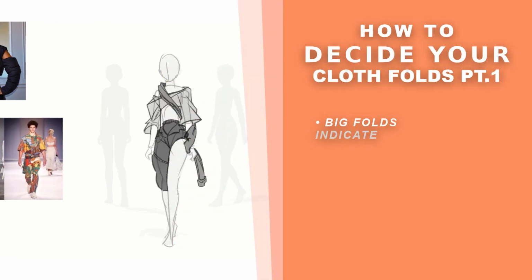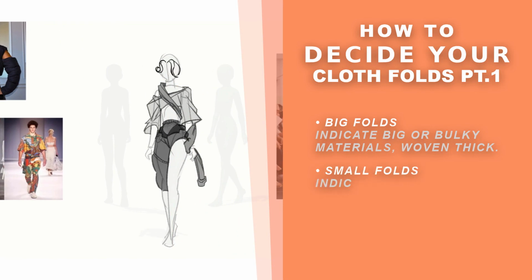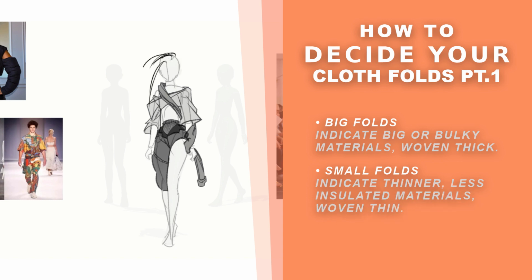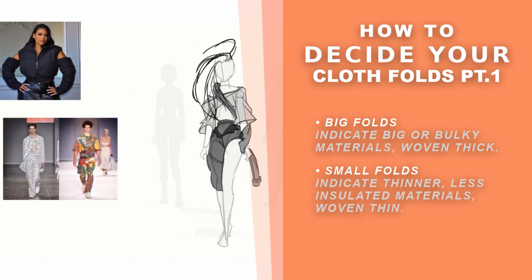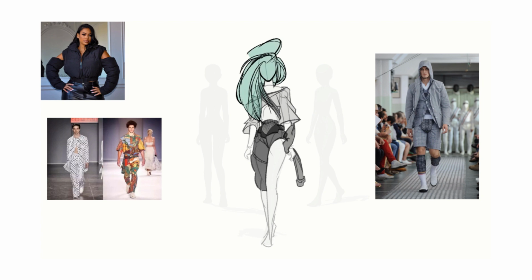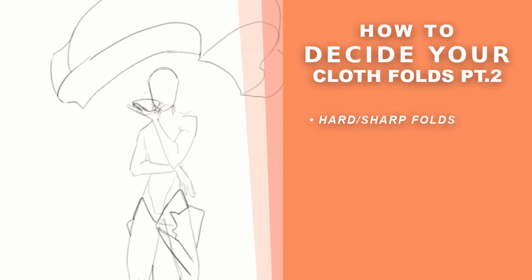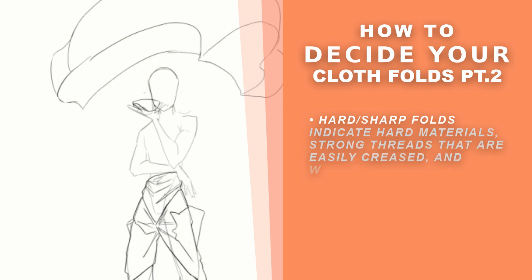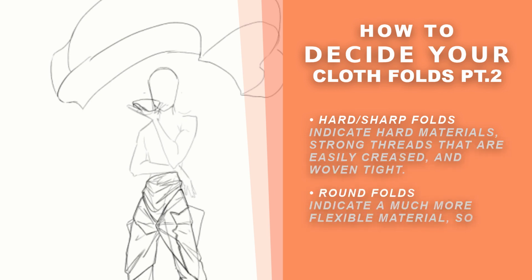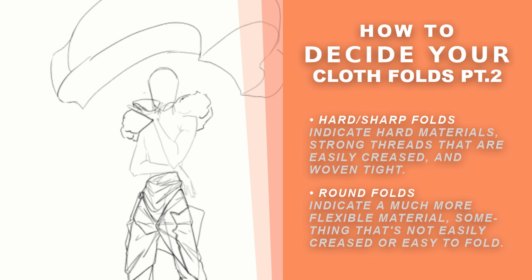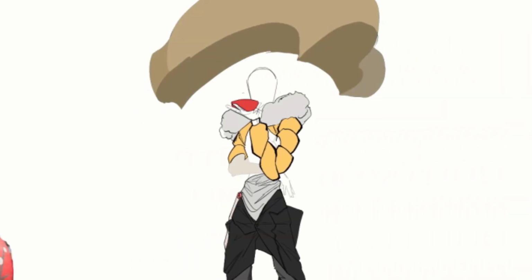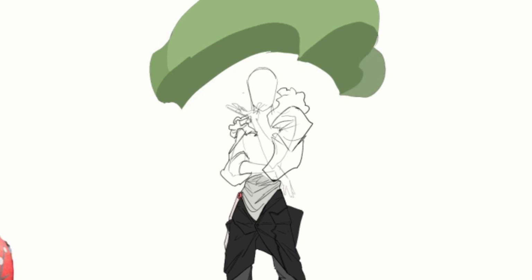Big folds mean the material is woven thicker, bigger bulk essentially. Small folds mean the material is woven thinner, more pliable and easily rippled or wrinkled when in motion. And these things get even more advanced, whereas hard folds indicate harder or stronger material like a suit jacket, faux leather, or latex. And round folds usually exist on softer materials but can also be present in something like latex as well. Again, there's nuance to this and you have to be really careful about it.